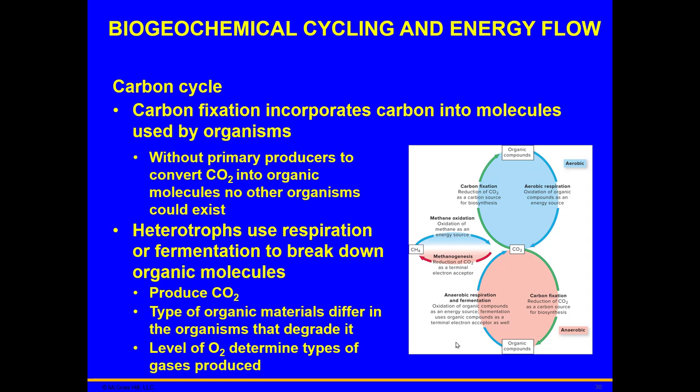Now, if you go over to using methane, and that's a different grouping, you have methanogenesis. So you reduce the CO2 as the terminal electron acceptor, and you end up with methane, CH4. You have methane oxidation, and you have oxidation of the methane as an energy source, and now you end up with CO2 again.